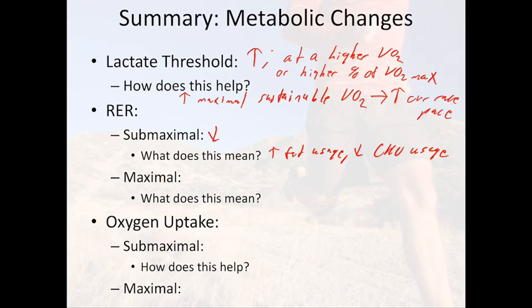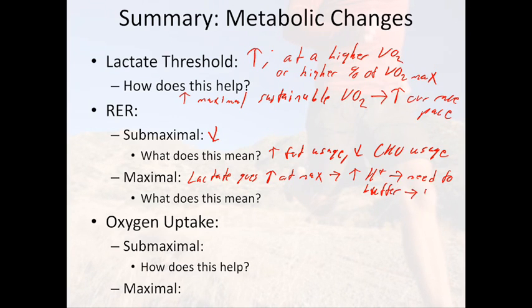Maximally though, if the lactate rate of appearance went up, so lactate goes up at max with training, that would mean increased hydrogen ions, which would mean increased need to buffer. So that would mean increased CO2, so our maximal RER should go up.